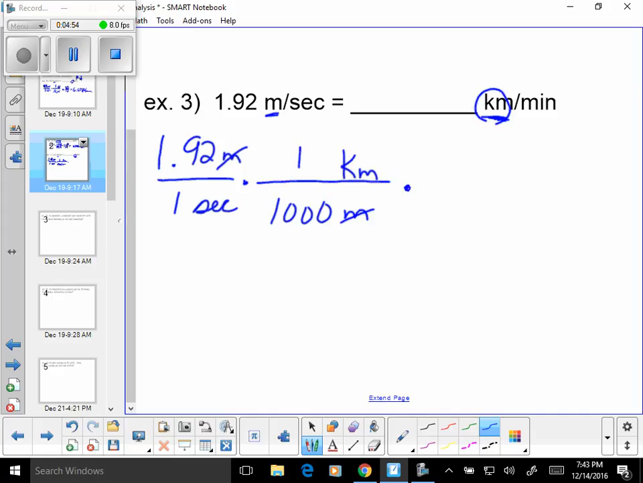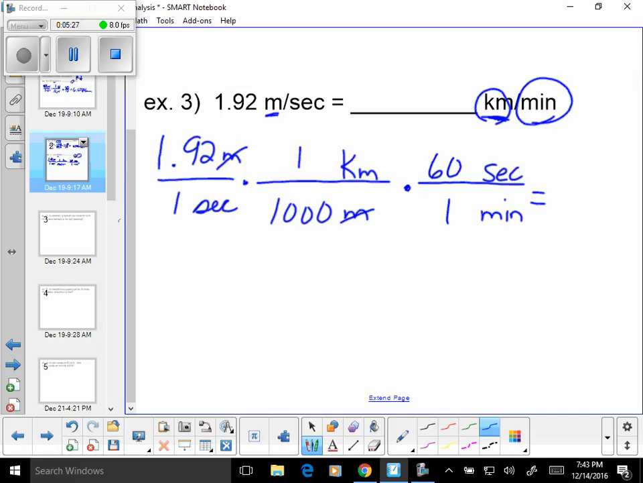I'm done with that. However, what I'm not finished with is this time. I want to go from seconds to minutes. And notice that over here, minutes is in a bottom position or a denominator position. So I want to put it in the denominator over here. To cancel seconds, I'm going to need to put it in a numerator position. Well, 60 seconds equals 1 minute. This is where knowing those conversions is a big help.